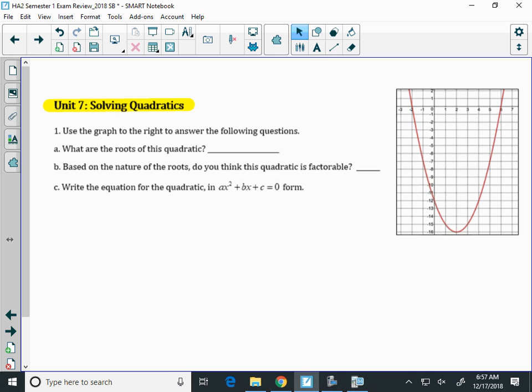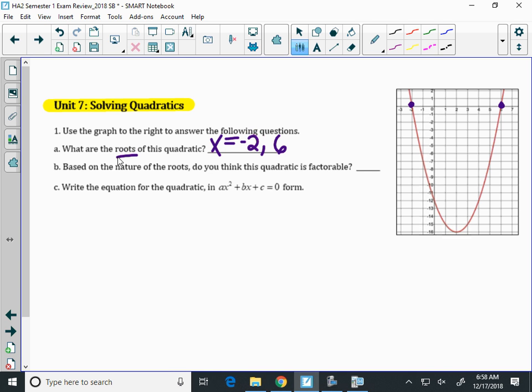Number 1 should be very simple. It says, use the graph to answer the questions. What are the roots? Well, remember, roots are the same thing as x-intercepts, or solutions. And here, I have two x-intercepts. It looks like one of them is at -2, and the other root is at 6.